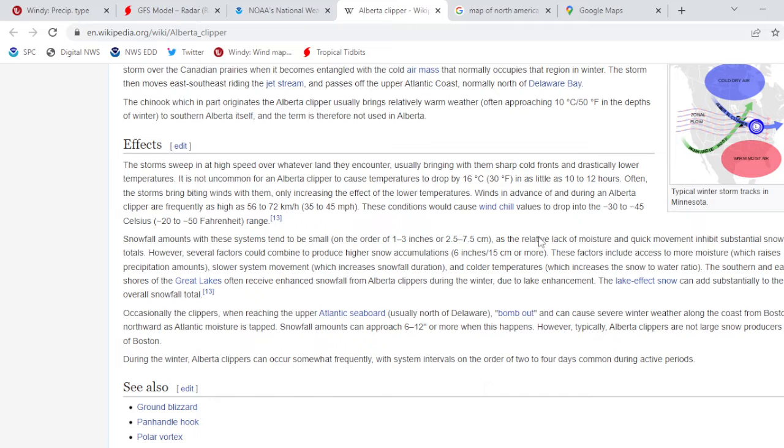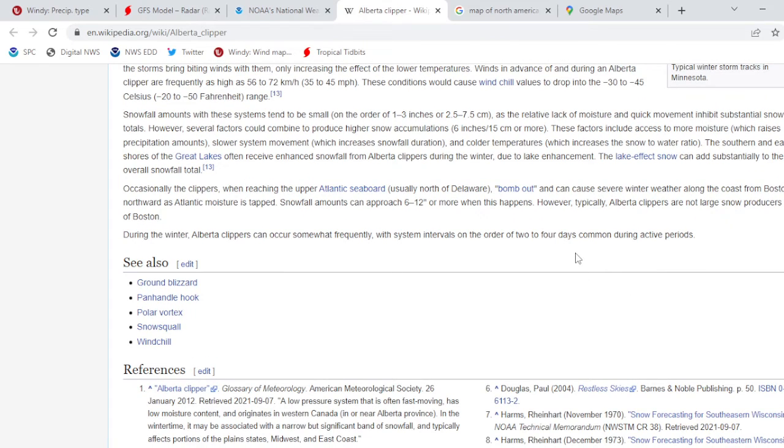During the winter, Alberta Clippers can occur somewhat frequently, with system intervals on the order of 2 to 4 days common during active periods.